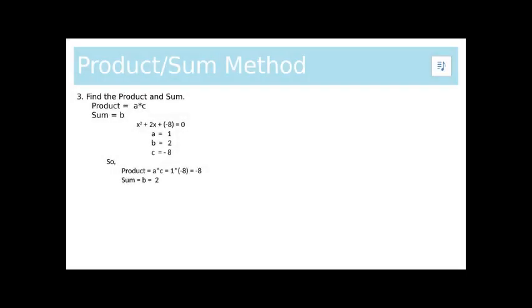Okay, now on to step 3. So as this is the product sum method, we're going to be computing a product and a sum. So the product we're always going to compute is a times c, and our sum is equal to b. So in our case for our problem, our product would be a times c would be 1 times negative 8 equals negative 8, and our sum is equal to b, which is 2.